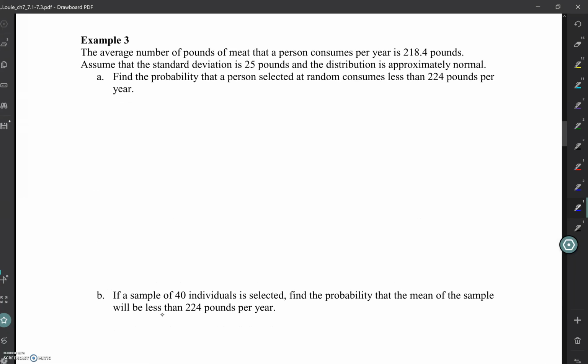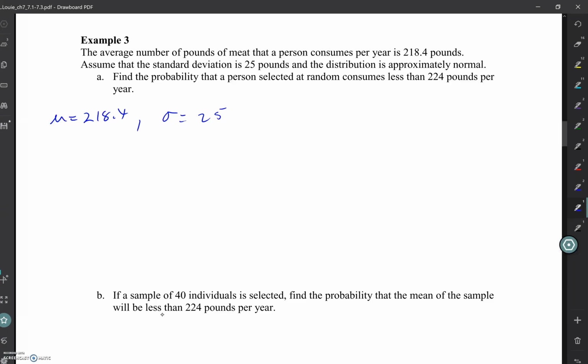So let's take a look. The average number of pounds of meat that a person consumes per year is 218.4. Assume the standard deviation is 25 pounds and the distribution is approximately normal. All right, what can I identify from just that? The mean, 218.4, and standard deviation of 25. Okay. I want to find the probability that a person selected at random consumes less than 224 pounds per year.